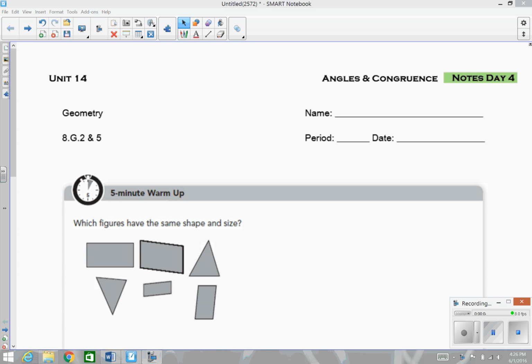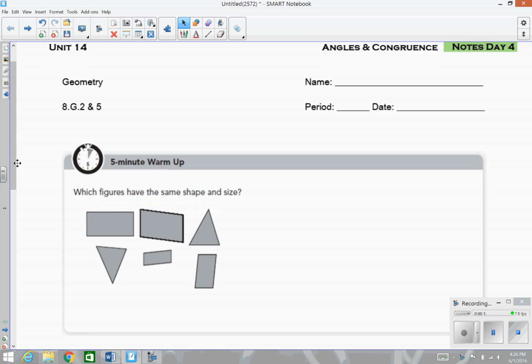Everyone, today we're going to learn about congruent figures and we're going to do our best to catch up from that fire drill. Okay, so our warm-up here asks us which figures have the same shape and size.